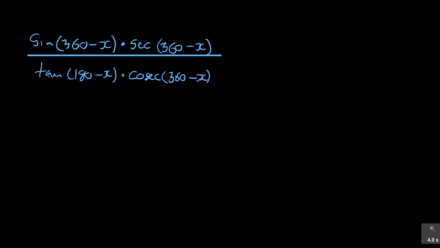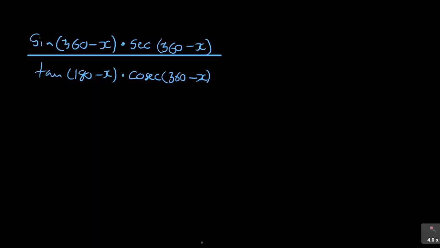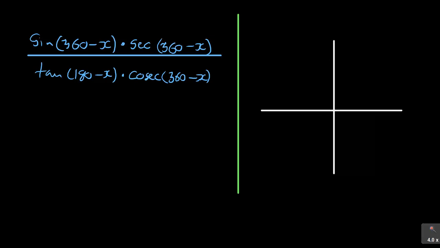So now what I need to do, as I said, the question says simplify to one trigonometric ratio of x. So they need you to simplify this to x. And whenever I'm solving these, I usually emphasize with my students to ensure that you have your CAST diagram, and that is what I'm going to use mainly in all of my working in this trick. So let me quickly have my CAST diagram here so that I can use it as my reference.